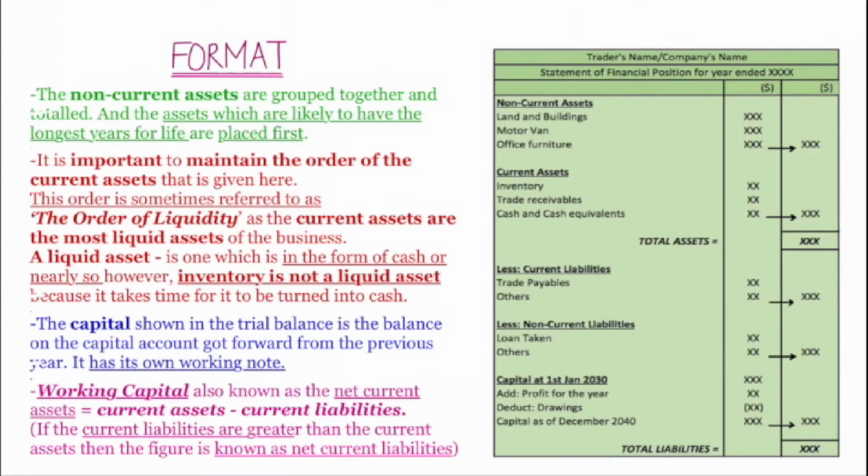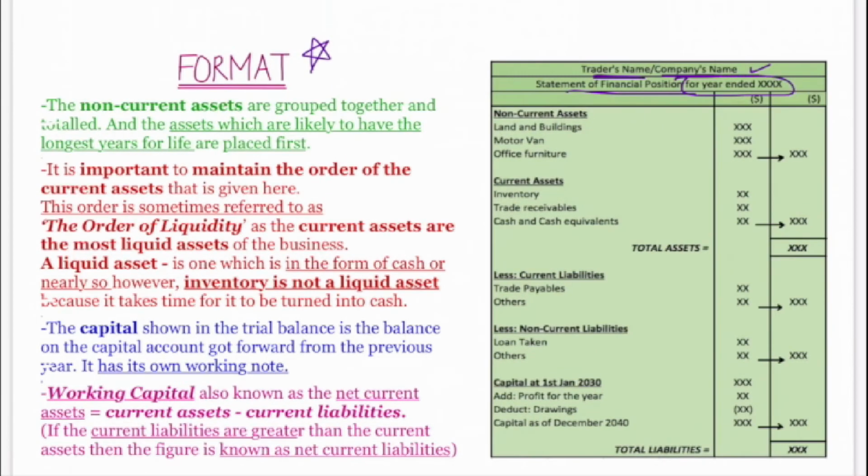Now let's see the format of the statement of financial position, which is the most crucial part of this chapter. For the heading, you have to start by writing the trader's name or the company's name. Then you have to write the name of the account that you're preparing. That is the statement of financial position. Now this is important: for year ended, whatever the year is. And then your particulars column and the amount column.